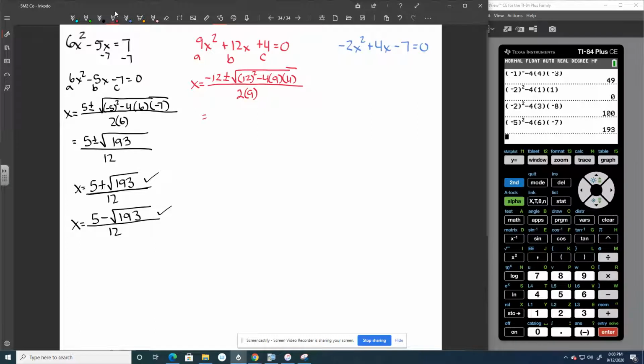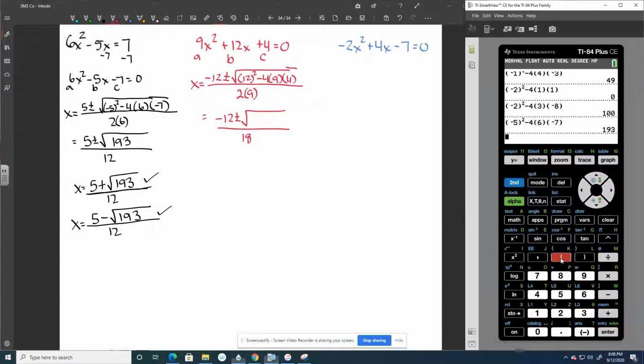So that is going to simplify to be -12 plus or minus. On the bottom is an 18. My square root, let's see what happens on the inside. This is the other reason why I like to find the square root first, because I have a feeling we are going to get a number we're not usually very happy to get. Nope, this one just gives us 0.